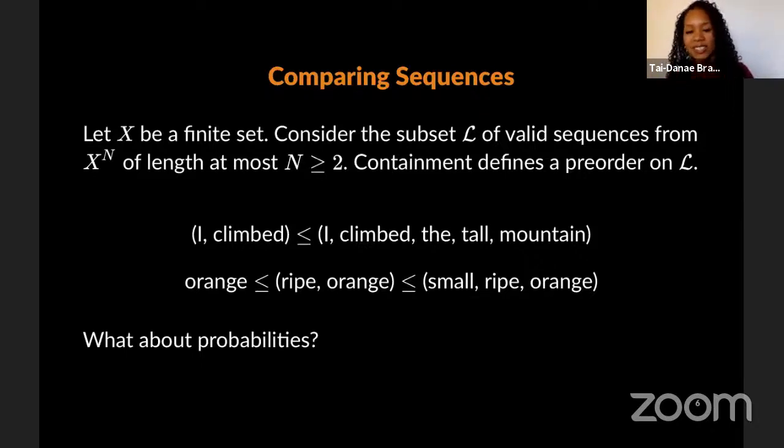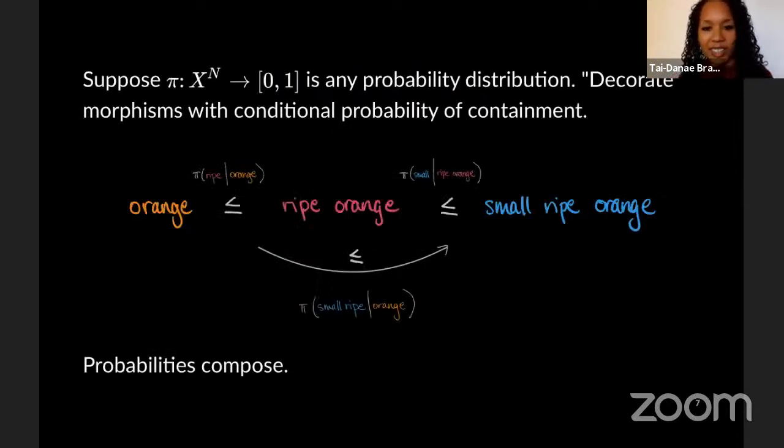All right, but we mentioned that that's not quite all. There's something else we want to incorporate, and that's probabilities. So how do I introduce probabilities into the picture? Well, let's just do it. Suppose that I have a probability distribution, call it pi, on my set of sequences of length n. Now, this is a joint distribution on sequences, so I have everything. In particular, I have conditional probabilities. So what I'd like to do is imagine decorating each of these containments with the appropriate conditional probability.